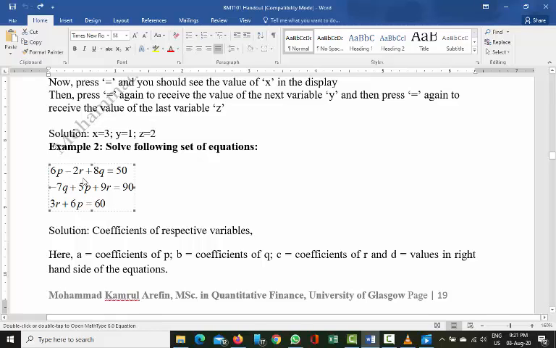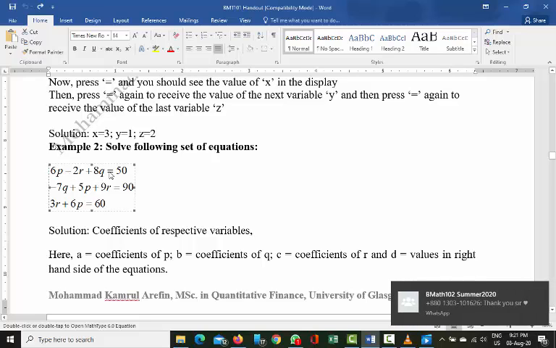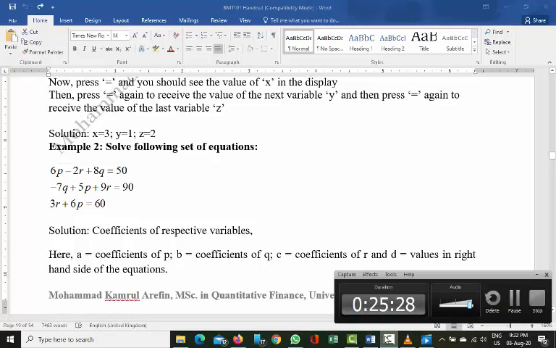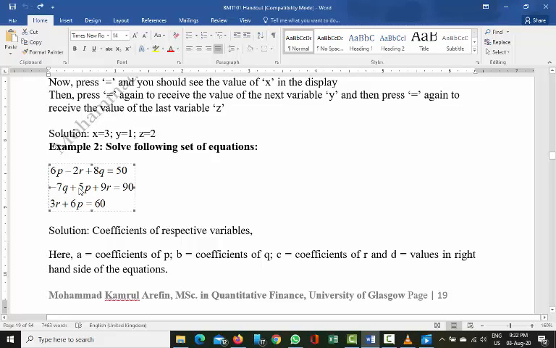So here we have three variables p, q and r. Right. So in this, now we will solve this set of equations. In this set of equations we have three variables p, r and q.